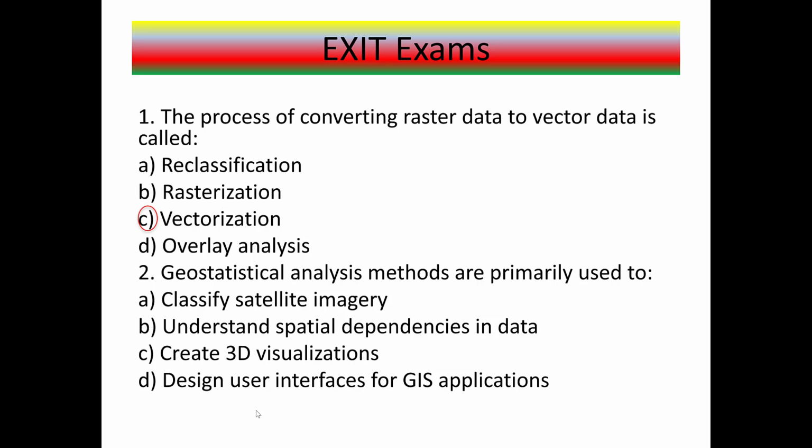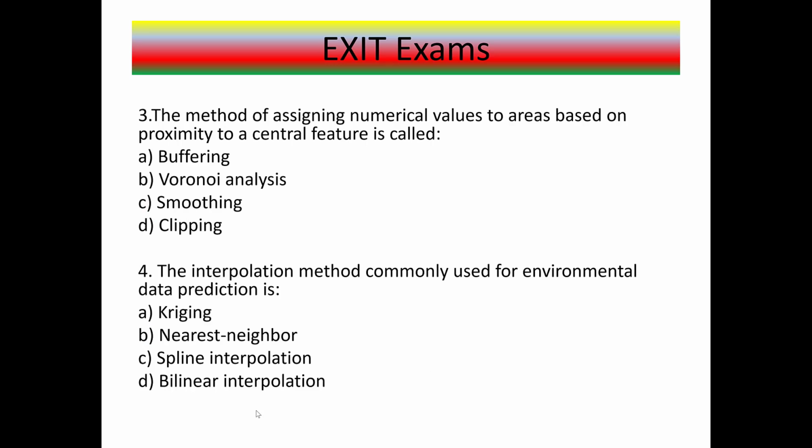Question number two, geostatistical analysis methods are primarily used to A, classify satellite imagery, B, understand spatial dependencies in data, C, create 3D visualizations, D, design user interfaces for GIS applications. So geostatistical analysis is primarily used for understanding spatial dependencies in spatial data in the ArcGIS environment. Okay, great.